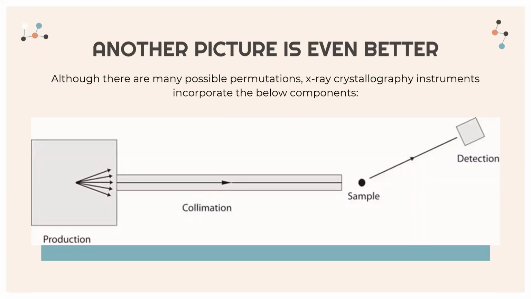Onto instrument components. Although there are many possible permutations, X-ray crystallography instruments incorporate these main components. First, a means of producing X-ray radiation, a type of collimation, and a detector to detect the scattering.